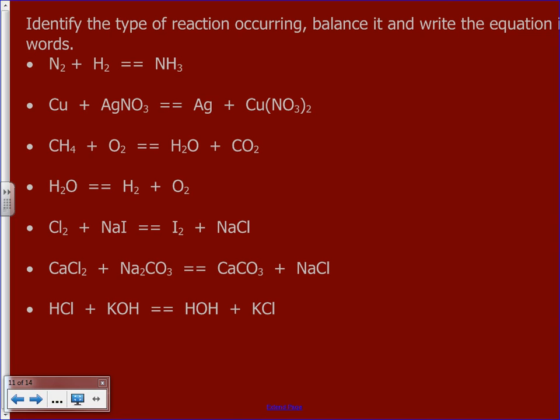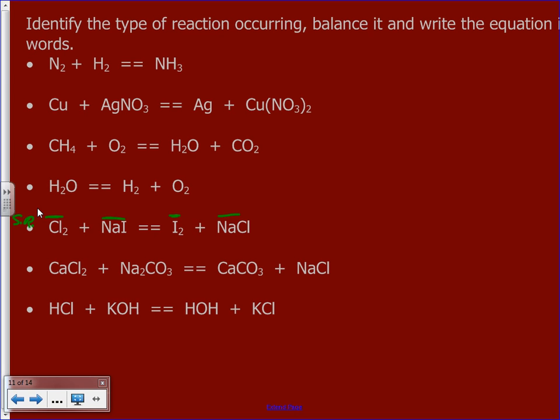All right, so like I said, we went through the first few of these yesterday, so we'll start down here, okay, with chlorine and sodium iodide producing iodine with sodium chloride. So I have an element reacting with an ionic compound, producing a different element and a different ionic compound. What kind of reaction is that? Single replacement. All right, so it's a single replacement reaction. Now we need to balance it.